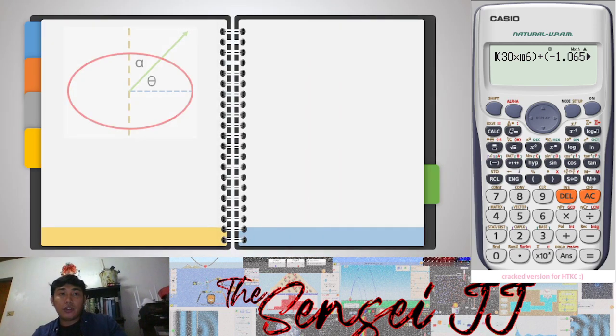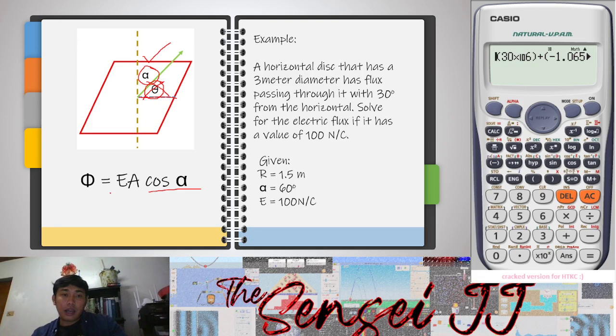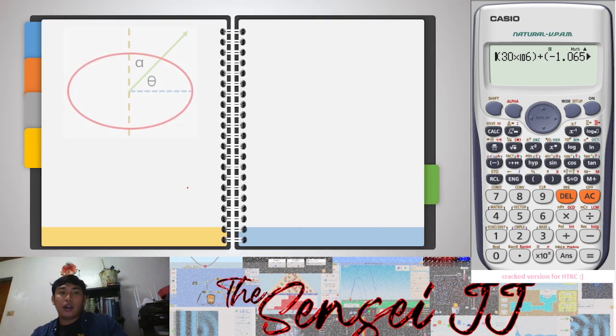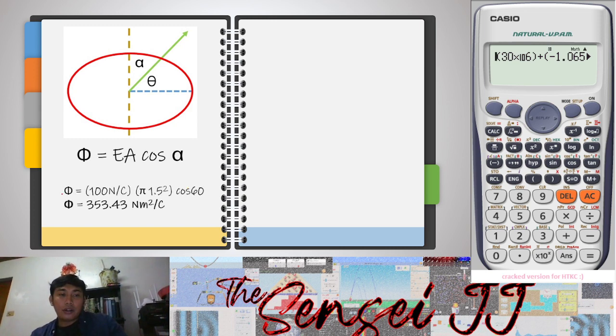Okay, so let's try to solve for this. Yan yung ating itsura. So electrical field is equivalent, multiplied to our area. So that is our electrical flux. E A cos alpha. So we have here our electrical flux of 100 Newton per coulomb times pi 1.5 squared cosine 60. What do we get? Do we get 353.43?